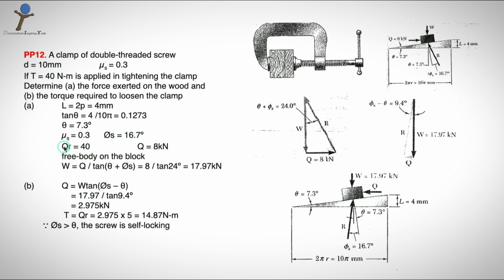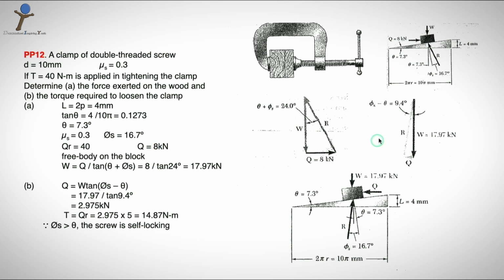Then you have Q into R is equal to torque, 40 Newton meter. Now, Q is nothing but the resistance force offered on the thread due to the applied torque, multiplied by the radius of the screw rod, equal to 40. Then you get Q is equal to 8 kilonewton, since D is 10 mm, R is 5 mm. You got Q as 8 kilonewton.